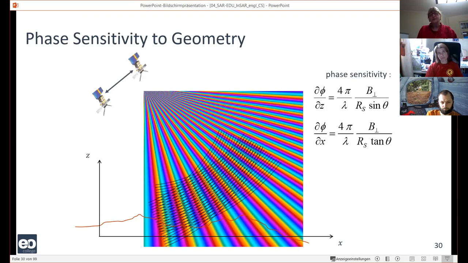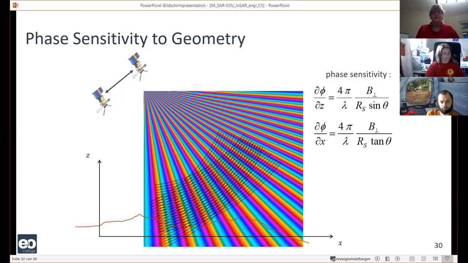Yeah, and so the phase sensitivity now in mathematical terms, you see obviously it is dependent on the angle, but reversely dependent on the angle. But this is given from the geometry, so there's nothing you can change. Then there is a range which is fixed for satellite systems, and then the lambda, the wavelength, is fixed. So yeah, the only parameter which you can change is the baseline. This is a very powerful tool to increase as much as possible or desired that fringe pattern. But we talked about that.